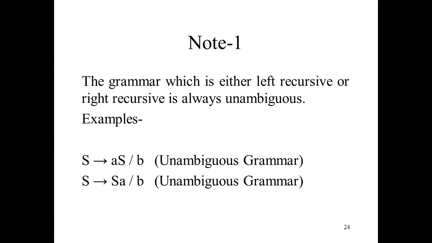This is the identification: if we are getting a single tree, then our grammar may be left recursive or right recursive, but it must be unambiguous. So this is one example of an unambiguous grammar. Also, this is leftmost and this is rightmost, right recursive and left recursive. Such types of examples are used for the unambiguous grammar.